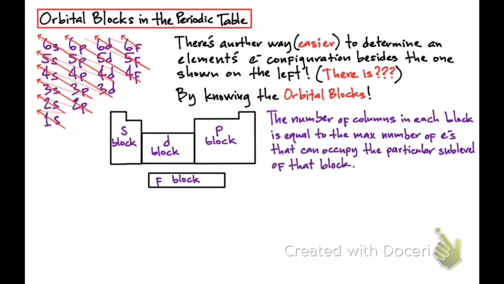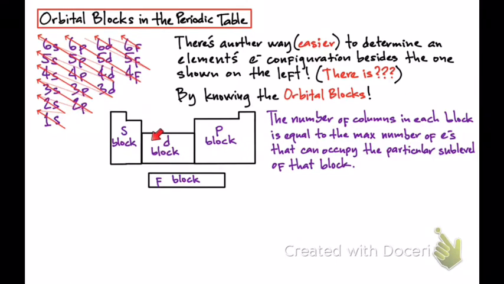The number of columns in each block is equal to the maximum number of electrons that can occupy the particular sublevel of that block. For example, this s block right here contains 2 columns, group 1 and group 2. The p block contains a total of 6 columns, and you can count it: group 3A all the way to group 8A, the noble gases. That's a total of 6 columns.